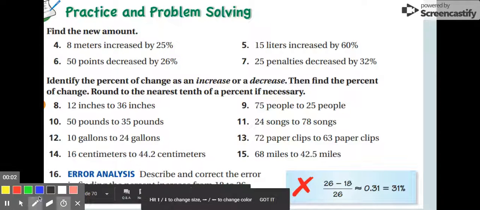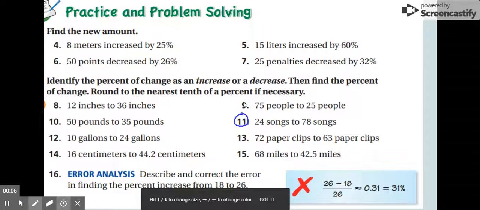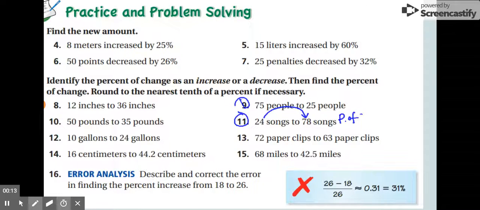And let's go over number 11. So 24 to 78 songs. So now we're going to find percent of change. So you compare change to original. So what is a change? Change is 24 to 78.